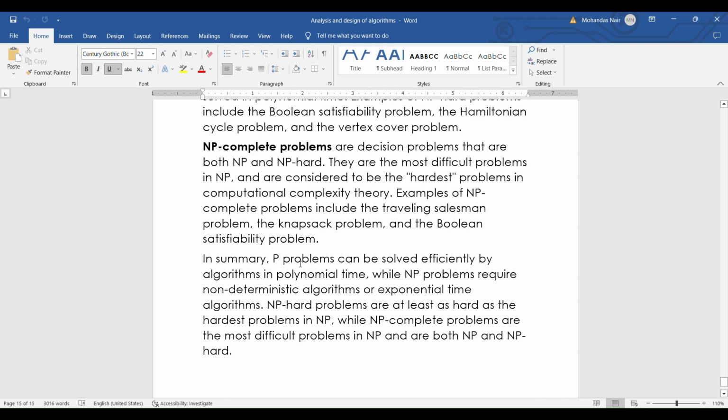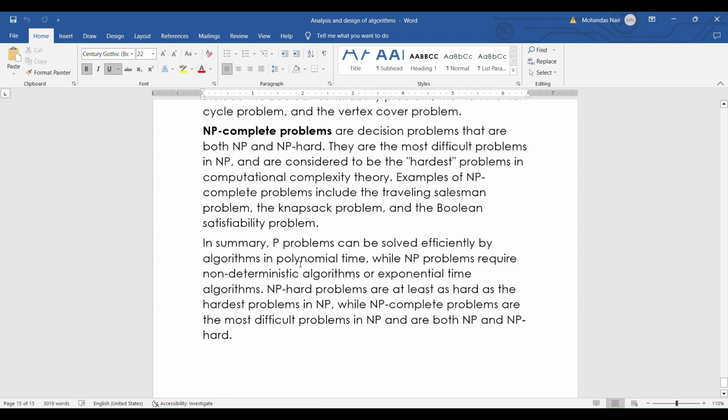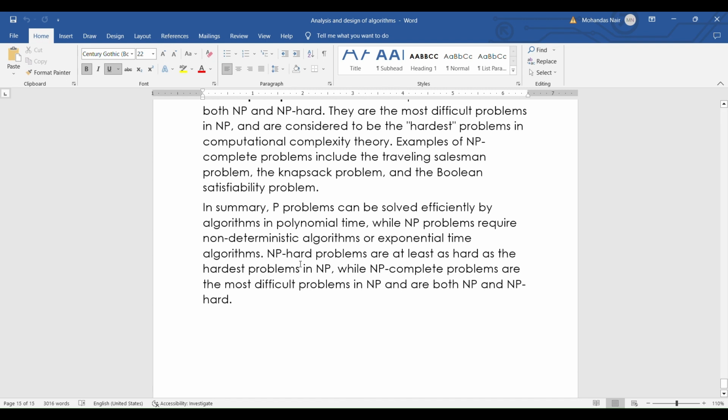NP-complete. NP-complete problems are decision problems that are both NP and NP-hard. They are the most difficult problems in NP and are considered to be the hardest problems in computational complexity theory. Examples of NP-complete problems include the traveling salesman problem, knapsack problem, and Boolean satisfiability problem.